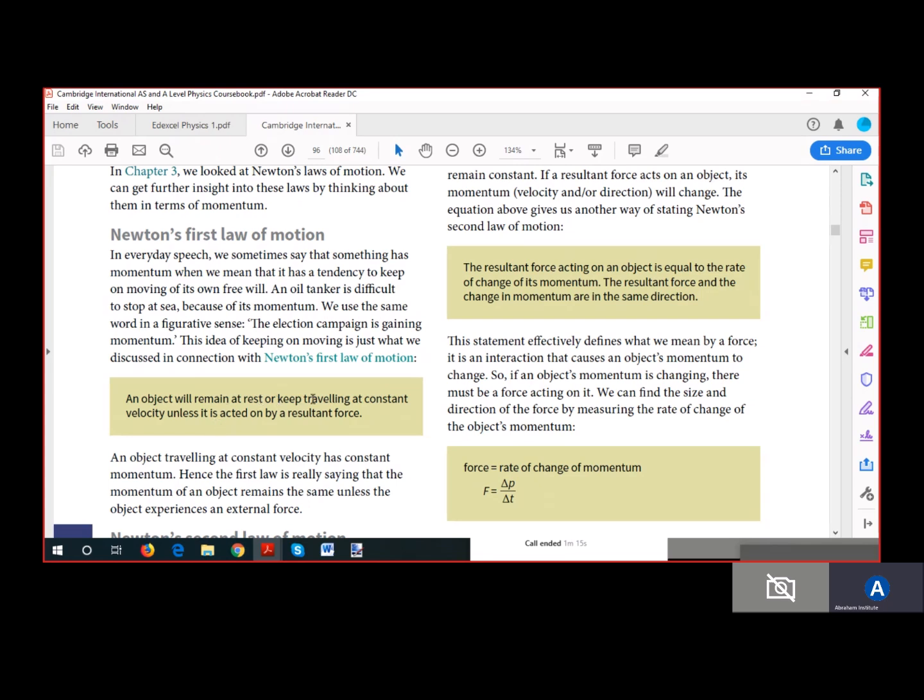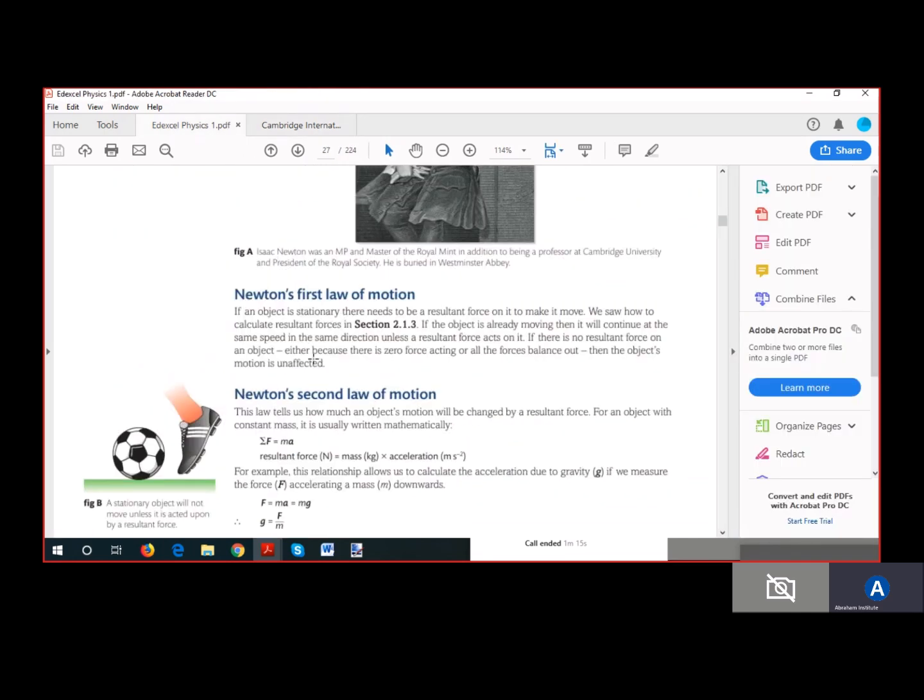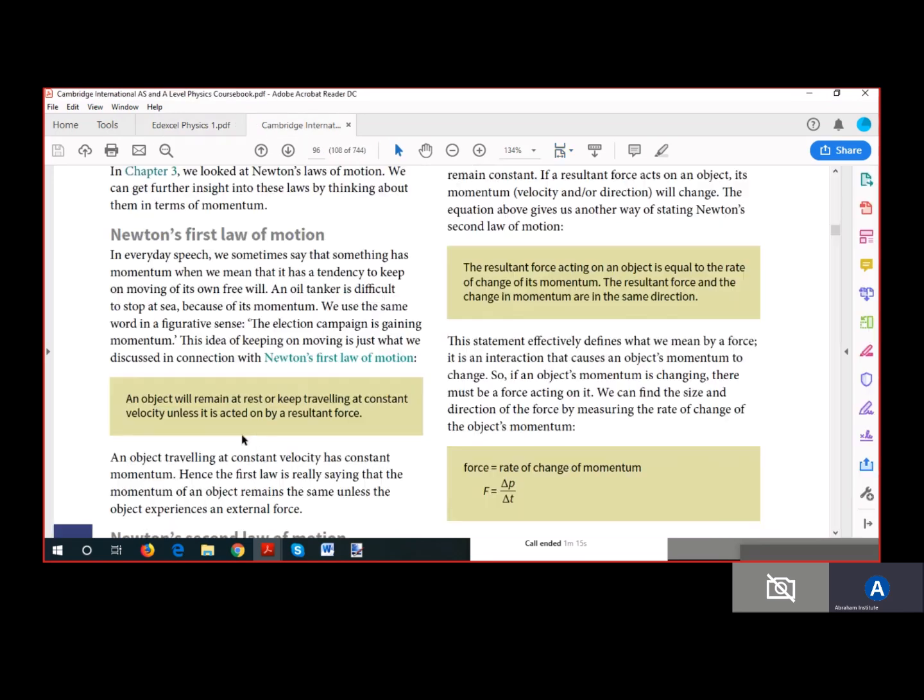An object will remain at rest or keep traveling at constant velocity unless it is acted on by a resultant force. Newton's first law. And that is also given here in a little bit different way. But I think it's easier if you write this definition, because it again explains everything.